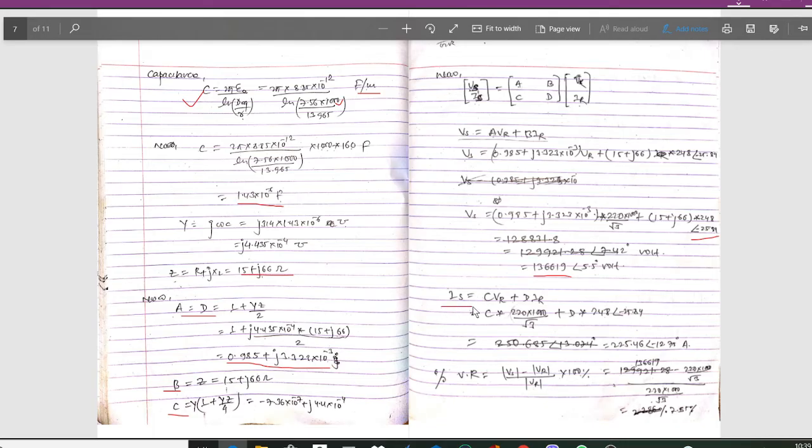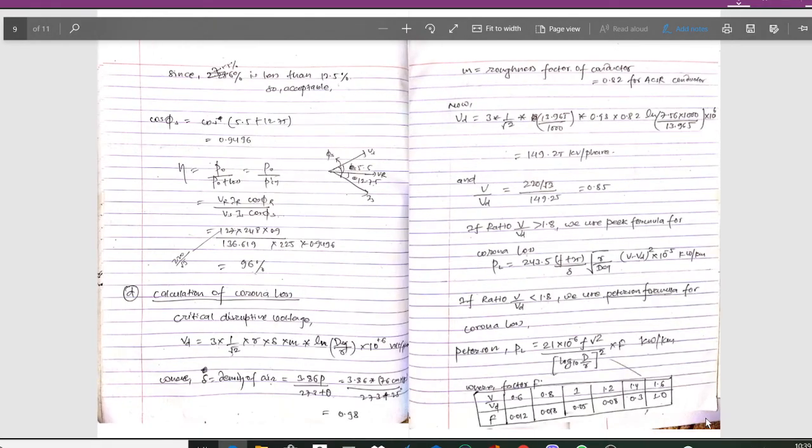And similarly we will get Is as Is equal to C into Vr plus D into Ir. So C into Vr, where Vr equal to 220 kilovolt means 220 into 1000 upon root 3, plus D into 248, and its angle is minus 25.84 degrees. If you calculate it in the form of R and theta, you'll get 225.46, and the angle will be minus 12.75 amperes. So percentage of voltage regulation will be (Vs minus Vr) upon Vr into 100%. If you calculate, you will get 7.55%. And since 7.55% is less than 12.5%, it is acceptable.